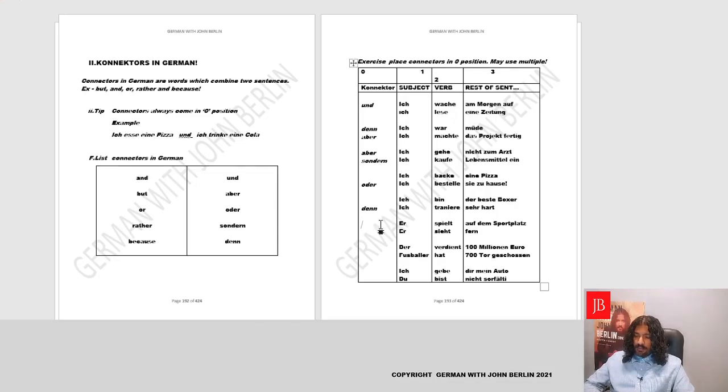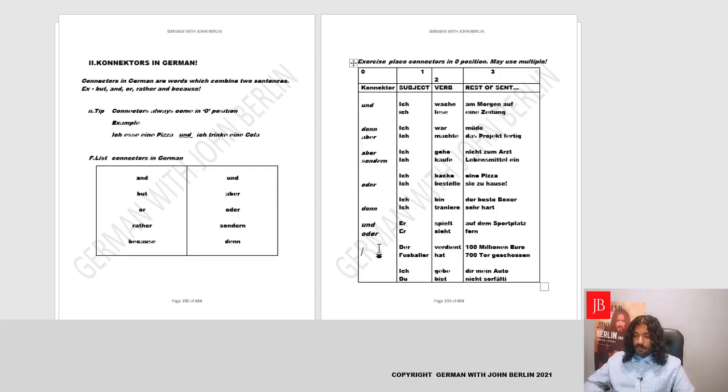Er spielt auf dem Sportplatz. Er sieht fern. He plays on the playground. Sportplatz is playground. And er sieht fern. There's a verb called fernsehen. It's a trennbares Verb and it means to watch television. So he plays on the playground or watches television. He plays on the playground and watches television. I would accept both. So let's say er spielt auf dem Sportplatz und er sieht fern. Er spielt auf dem Sportplatz oder er sieht fern.